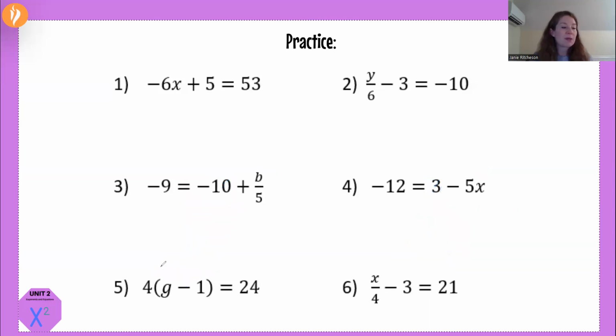Number 5, the first thing we have to do is get rid of those parentheses. The only way to do that is by using the distributive property. So 4 times g is 4g. 4 times negative 1 is negative 4, or minus 4, same thing. And here is my equation. I'm going to write it up here a little higher just so I don't go off the screen down there.